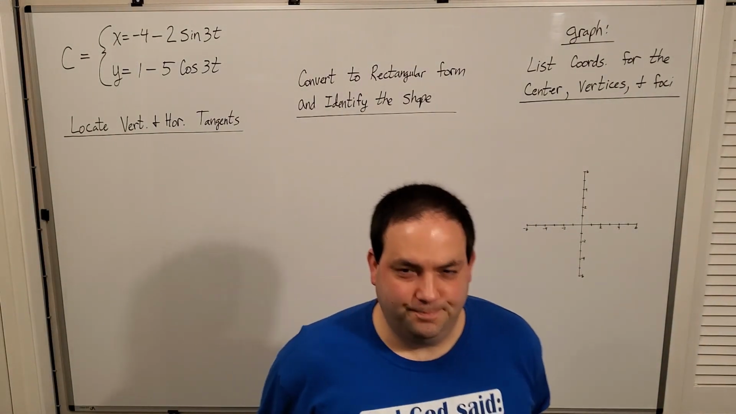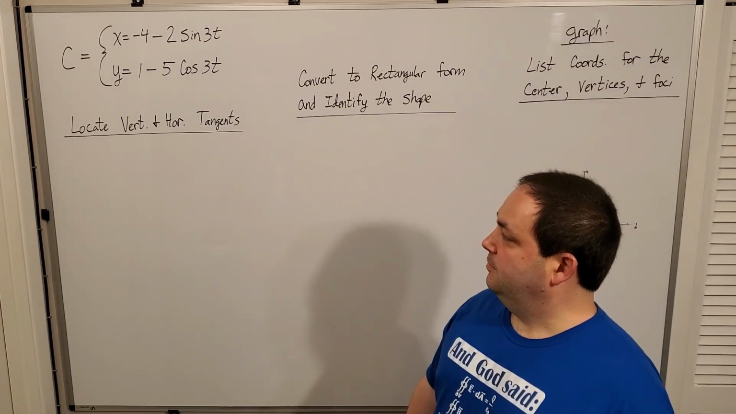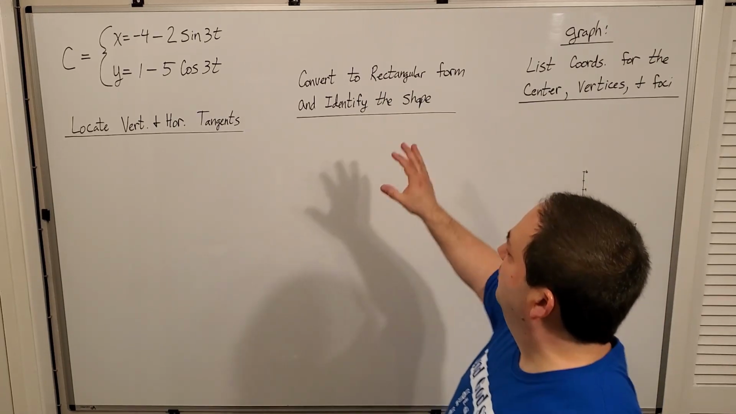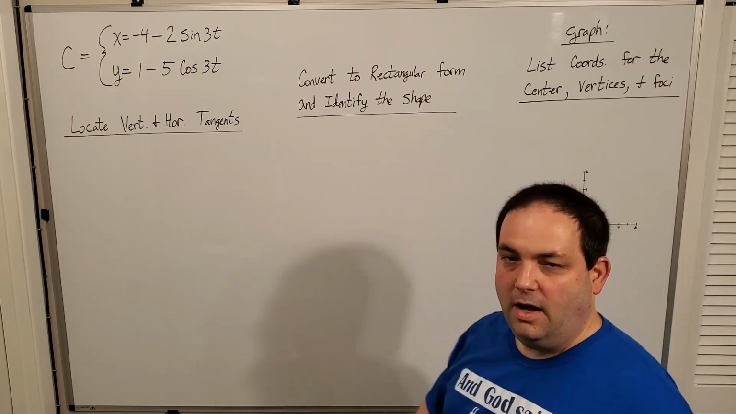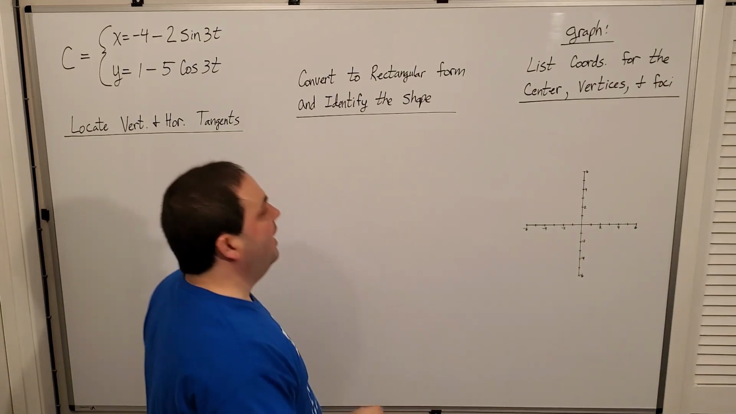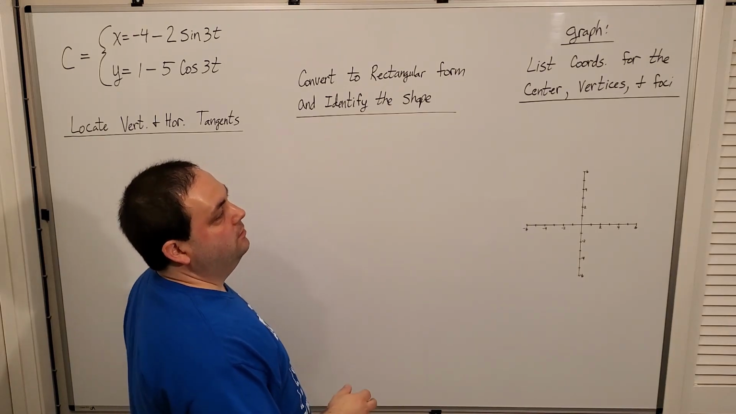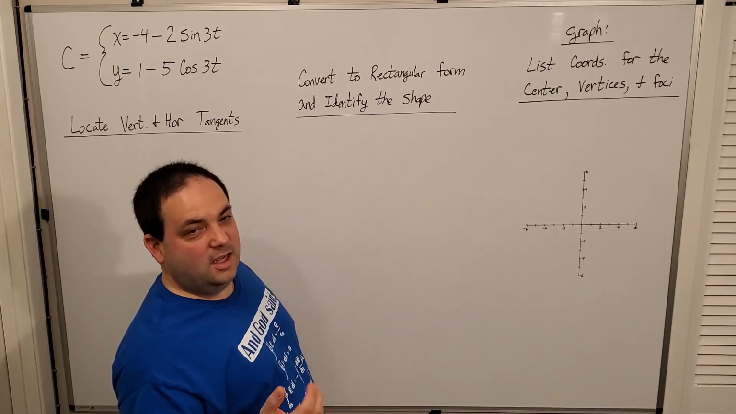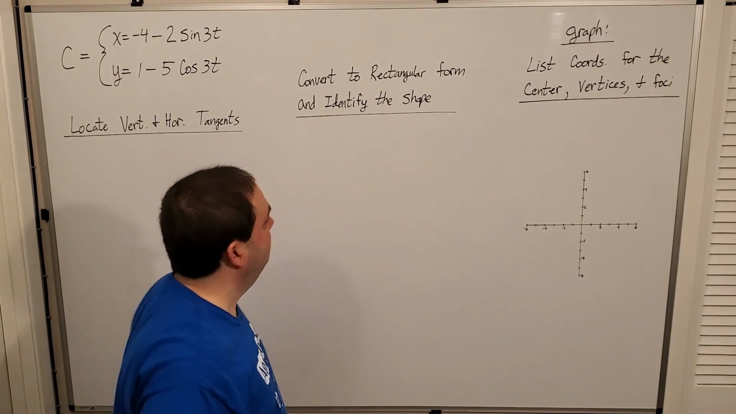Next question. Given this parametric equation, locate any vertical and horizontal tangents, convert it into rectangular form, and use that equation to identify the shape, and then find all the important pieces of information. The names kind of give it away: center, vertices, foci. It's going to be a conic section. And then graph it.